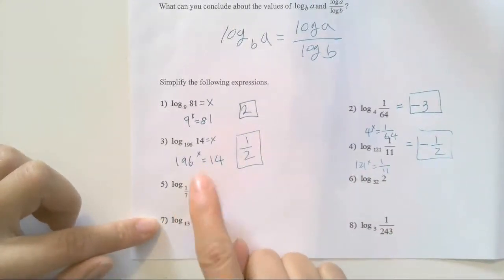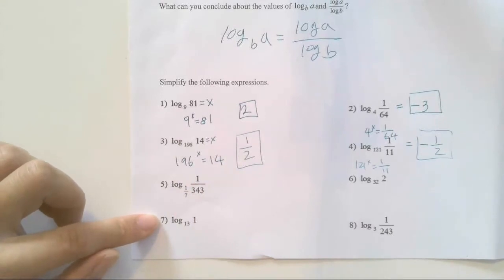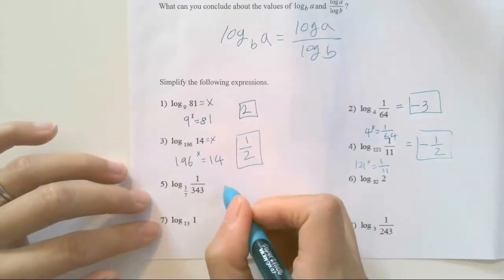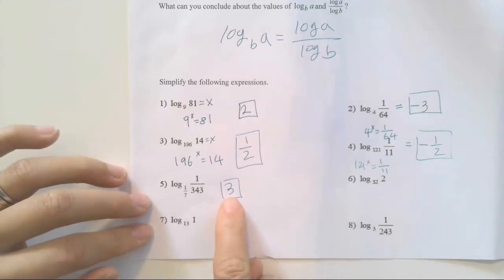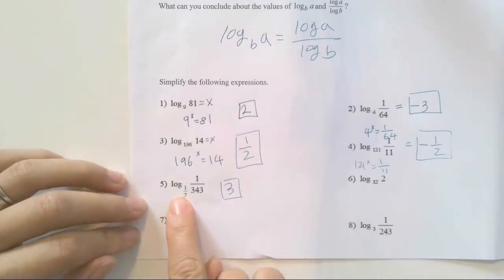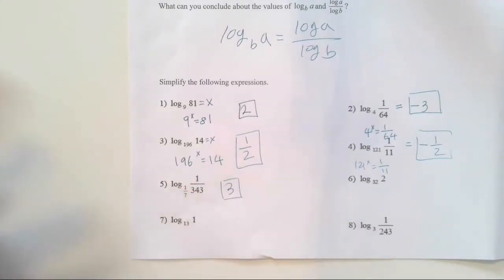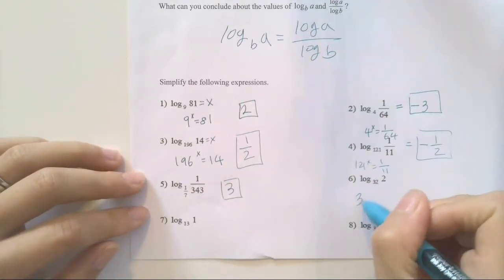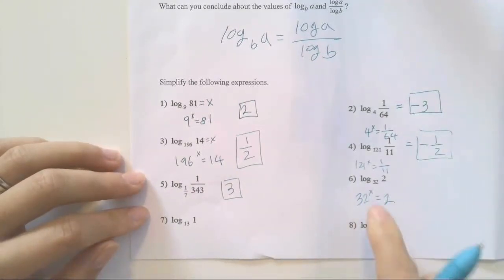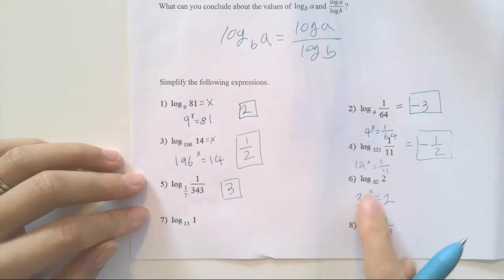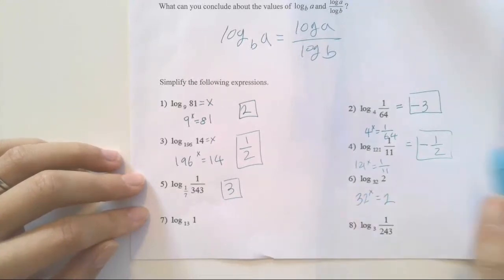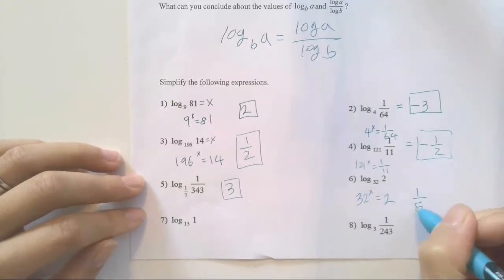1/7 to the what power gives me that? Third power. Mrs. Major, would that be negative 3? No, because the fraction becomes a fraction, so you just have to cube it. What about this one? 32 to the what power gives me 2? You need to fifth root 32 to get to 2. So fifth root, exponent of 1/5.